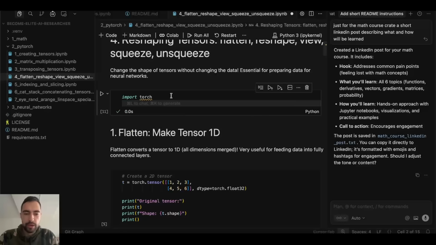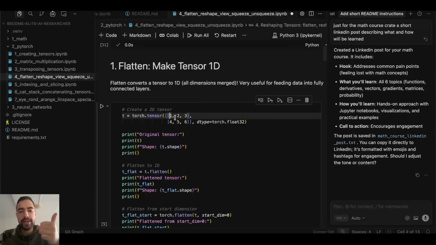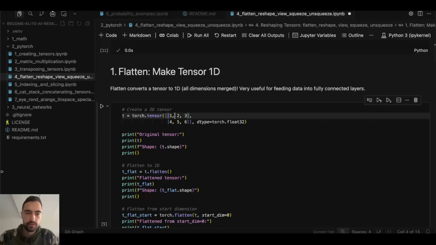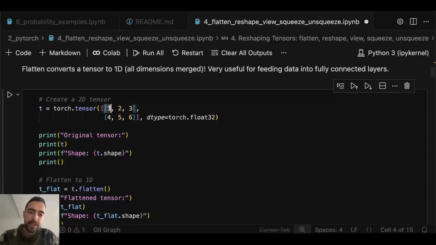So let's learn about tensors. You can create a tensor. A tensor is like an array. It can also be an array of arrays, or an array of arrays of arrays, so a number of nested arrays within arrays. So here we have a 2D tensor. I'm gonna zoom in. So it's like a matrix. This is the first row, this is the second row, and the data type is float32 here.